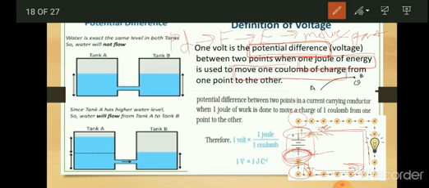I hope you get this point, student. Means if the potential difference is created at the anode, then there is a force created at the anode. That force gives the energy to move the electron from one place to another place. This is called voltage, student.